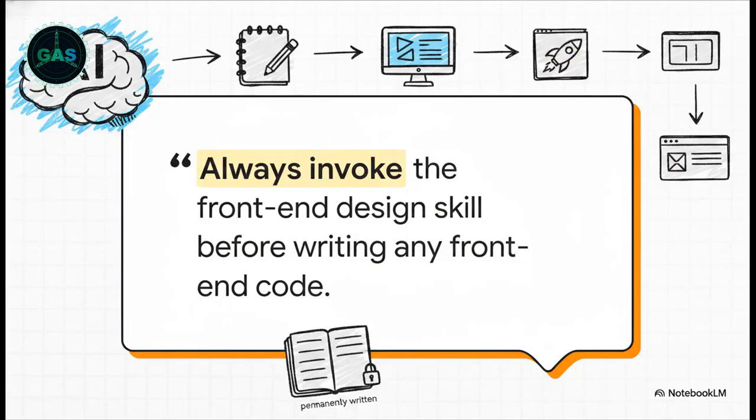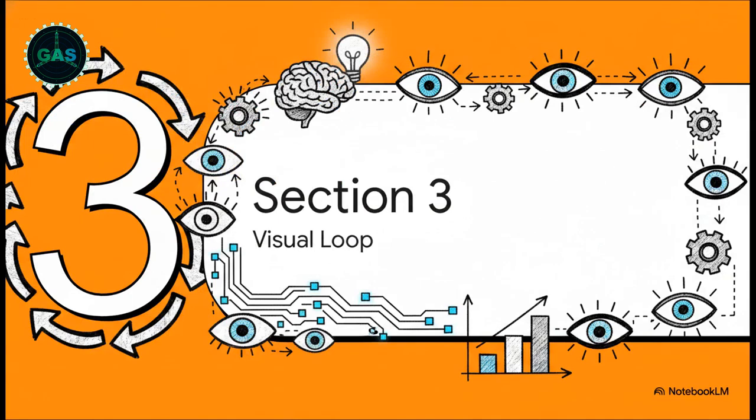So, the crucial point here is that this specific rule must be permanently written into your Claude.md file. By mandating that it must always invoke the front-end design skill before writing any front-end code, the AI remembers to act as a high-tier designer during every single session. There's no forgetting, no drifting off topic, zero exceptions. You are actively locking in that premium design capability so it just runs automatically in the background of every task you give it. Which brings us to Section 3, the autonomous visual loop.